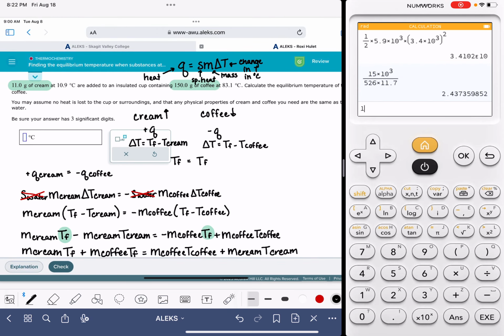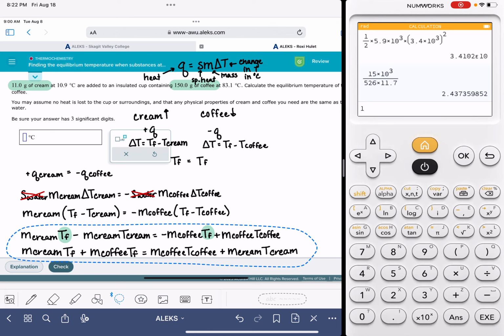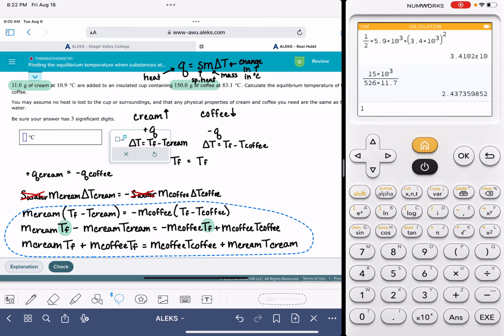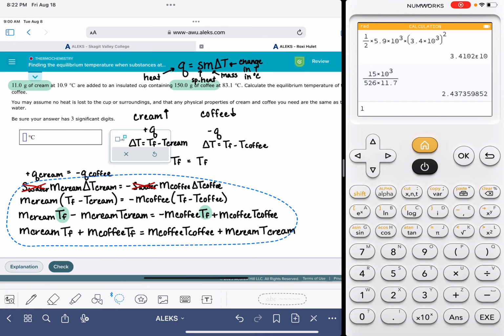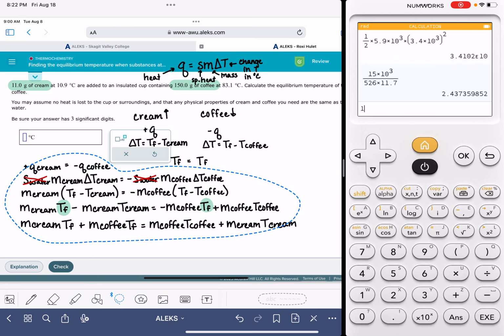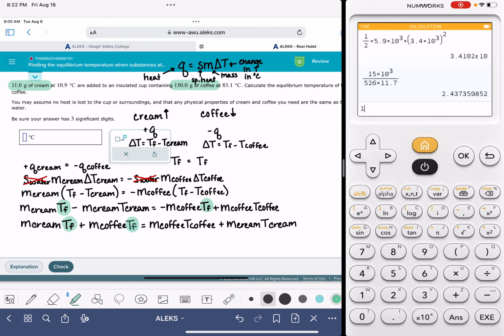And now, this is getting tricky. Now we can do a little bit of simplification. So I'm just going to try to squeeze this stuff together a bit and make a little bit more room for myself. So now we can do some simplification. Here again are those TF variables. So what I'm going to do is take that TF variable and pull it out, doing more algebra. TF times the mass of the cream plus the mass of the coffee is equal to the mass of the coffee, temperature of the coffee, plus the mass of the cream, temperature of the cream.